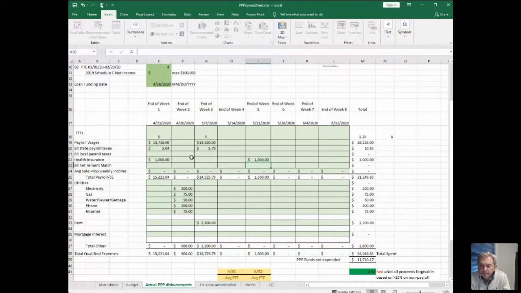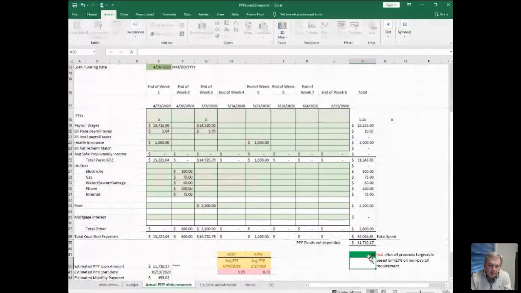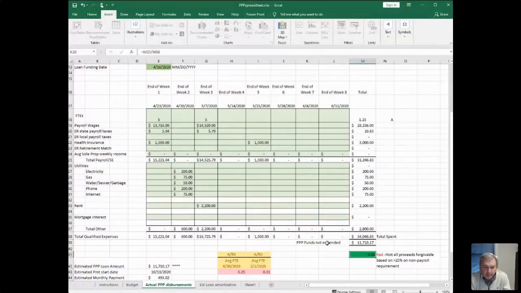And that will keep the spreadsheet alive. And again, at the bottom, we're just roughly estimating that the loan would be forgiven, or most of the loan would be able to be forgiven, or at least the amount that was spent would be forgiven, because you've stayed within the ratio of 75% being used for payroll type expenses.